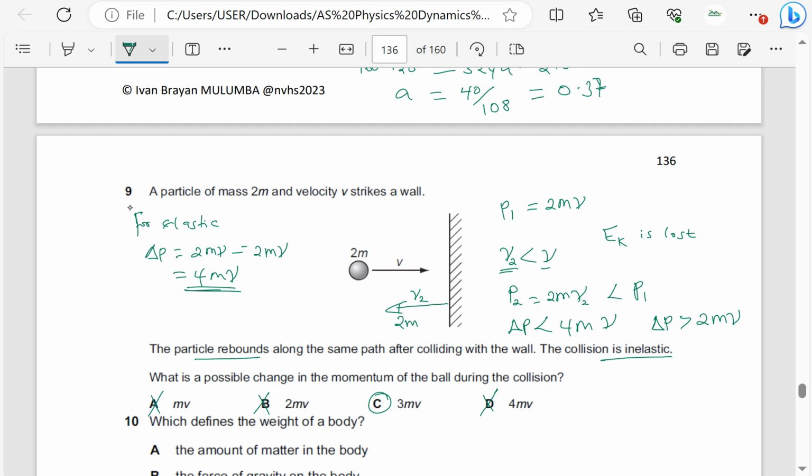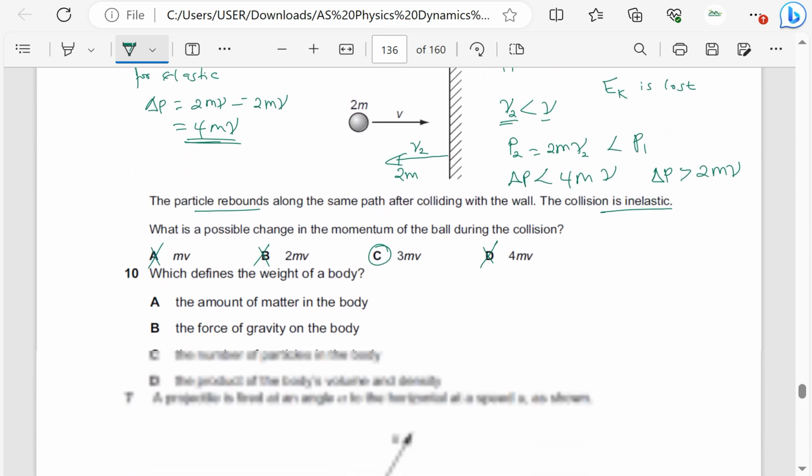So it means if it is inelastic and the final velocity is not the same as the initial velocity with which it collides with the wall, the total change in momentum of the ball should be between 2mv and 4mv. So the answer is C.